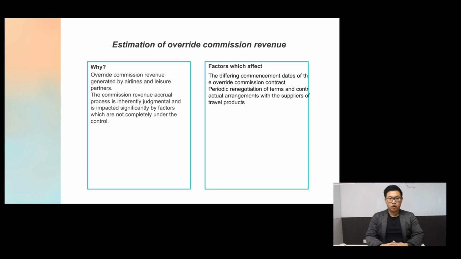The key audit method should be the overall commission revenue. Why? Because the commission revenue accrual process is inherently judgmental and is impacted significantly by factors which are not completely under the control of the industry. For example, the periodic renegotiation of terms and contractual agreements with the suppliers of travel products may result in additional volume incentives being received which relate to past performance.